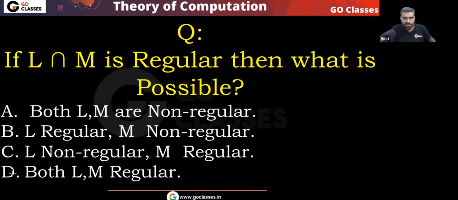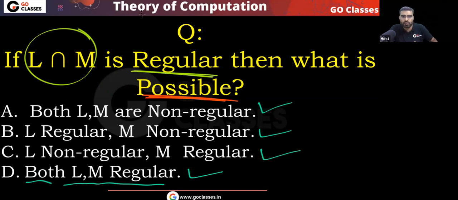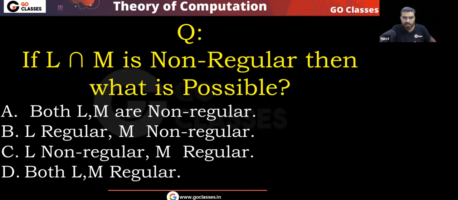Now, tell me the answer for this question quickly. L intersection M is regular. Then what is possible? Both can be regular, yes, possible. Both non-regular is also possible. One regular and one non-regular is also possible. Everything is possible.